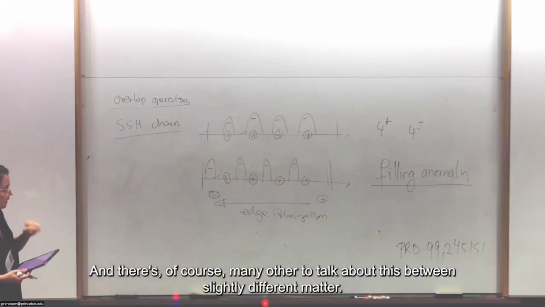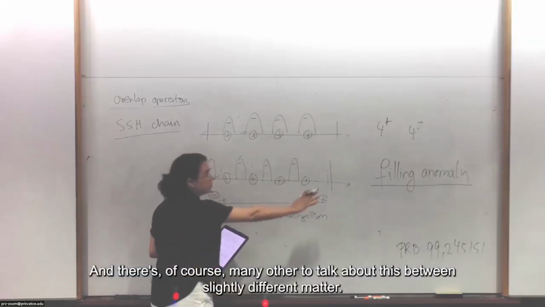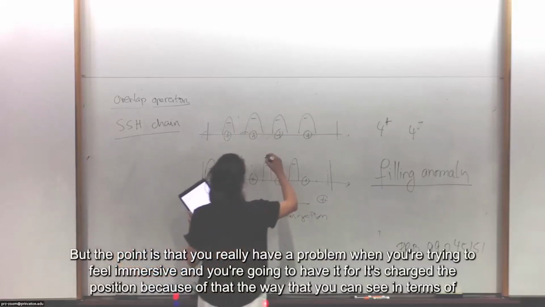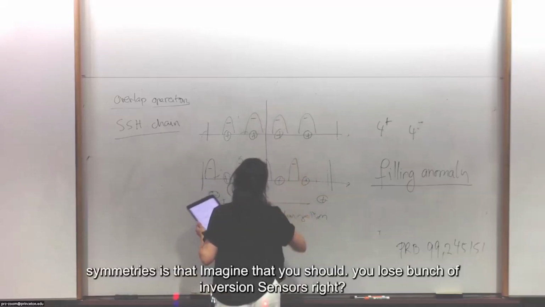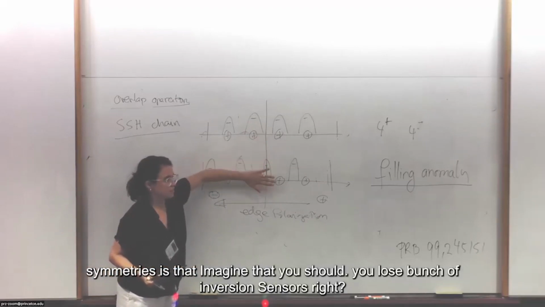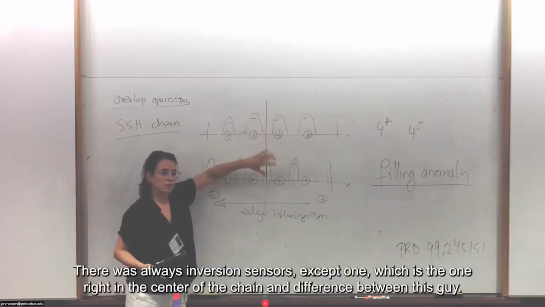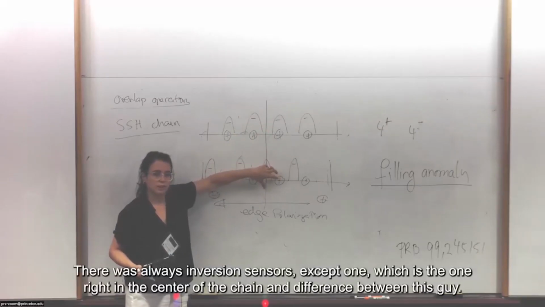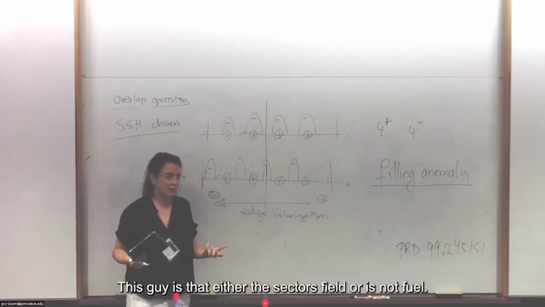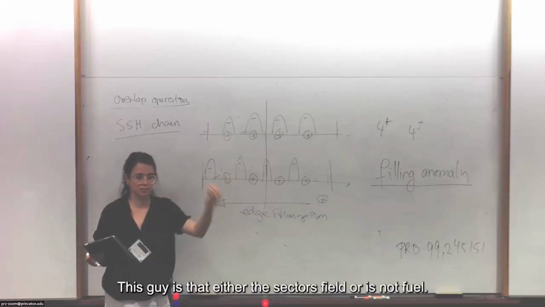The way that you can see it in terms of symmetries is to imagine that you lose a bunch of inversion centers, right? You lose all of the inversion centers except one, which is the one right in the center of the chain. And the difference between this one and this one is that either the center is filled or it is not filled. So in an atomic band, what atomic band means is that I can represent all of my symmetries in a completely local manner, right? Acting on local states.